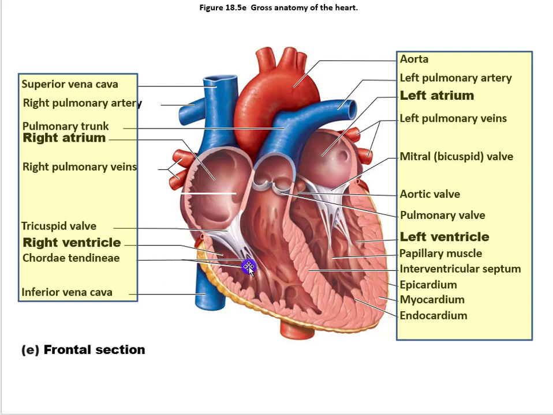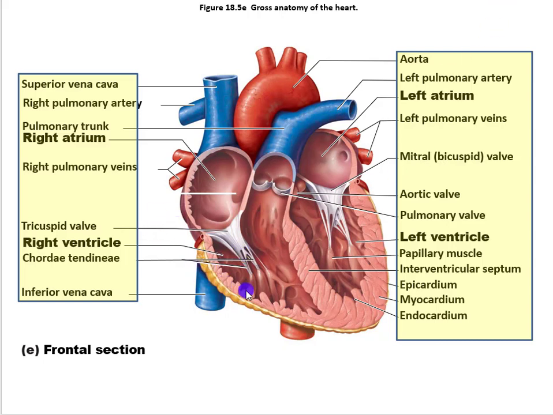These little strands right over there are called the chordae tendineae, and you've got chordae tendineae right over here as well. Those are these little thin strands, and these guys are the papillary muscles right over here. These are all papillary muscles. So papillary muscles are attached to these things called chordae tendineae, and chordae tendineae are essentially tendons.